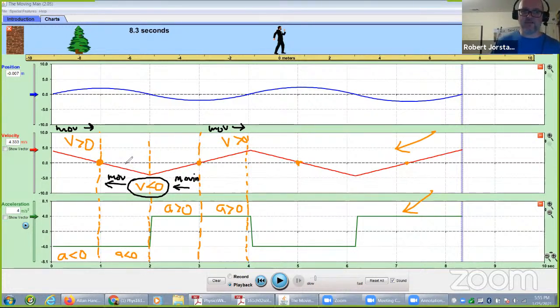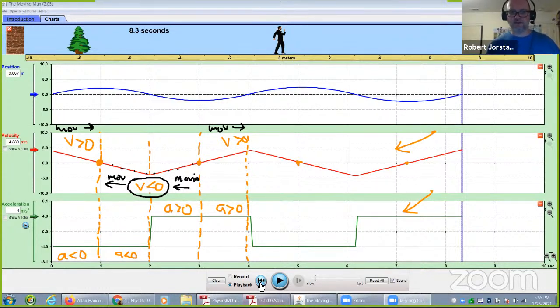Because the value of V is negative right here, here, here, here, here, here, here. The slope is not negative in every case. Here, the slope is negative. Over here, the slope is not negative. So let's run this back again, and let's just focus on the motion here.